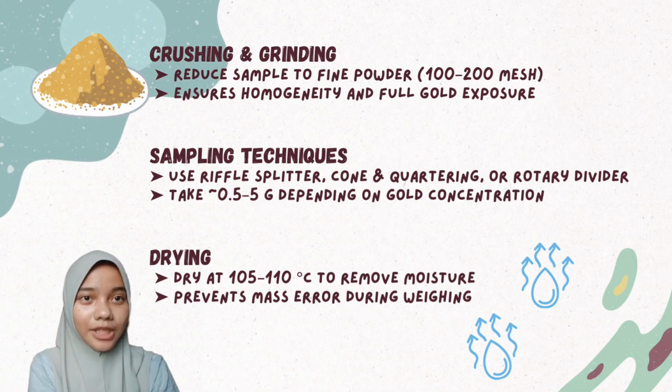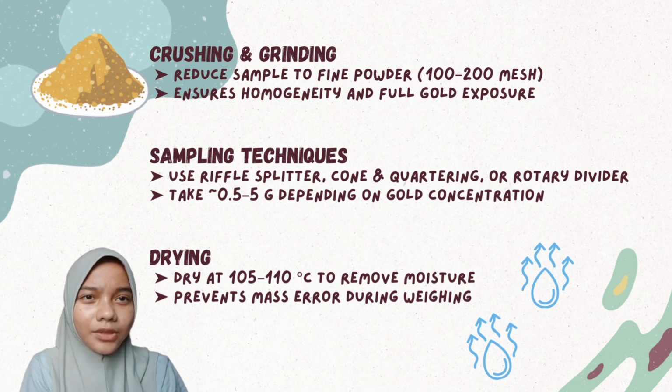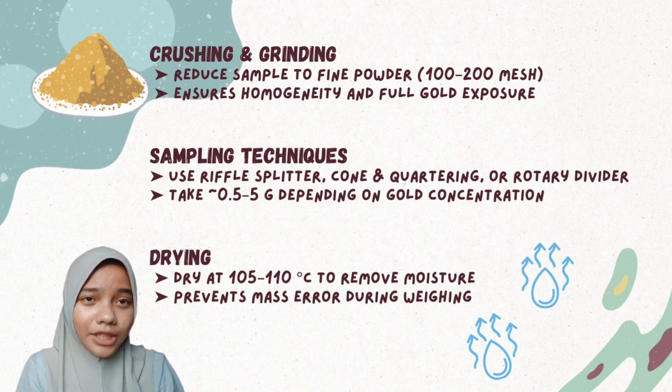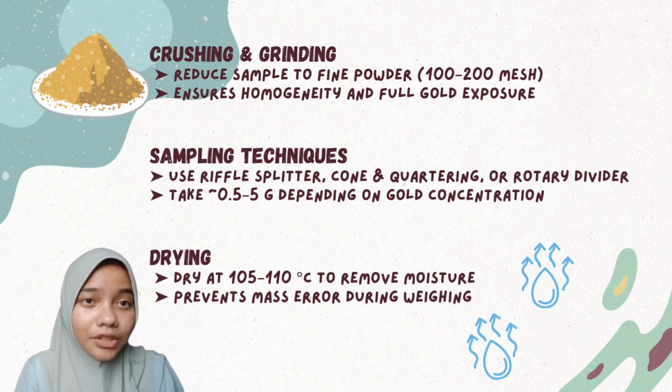Let's begin with the sample preparation, which is the foundation of accurate gold analysis. First, we start by crushing and grinding the ore or sample material to a fine powder, typically to a size of 100 to 200 mesh. This increases surface area and ensures the gold particles are fully exposed for digestion.